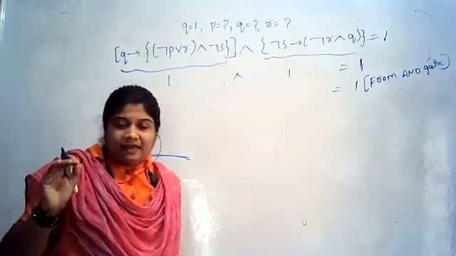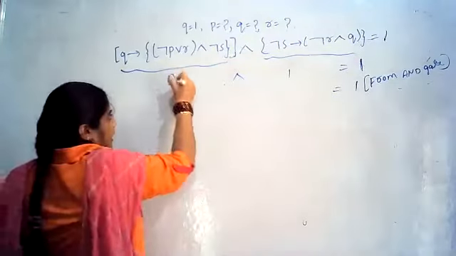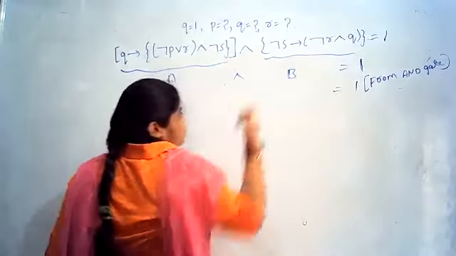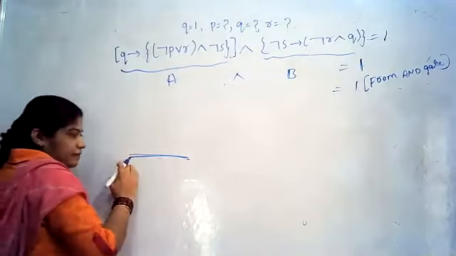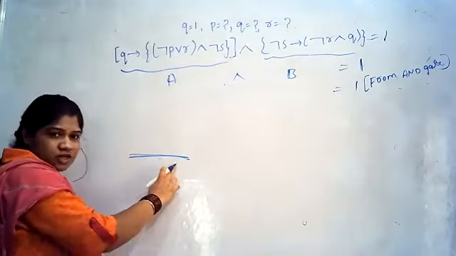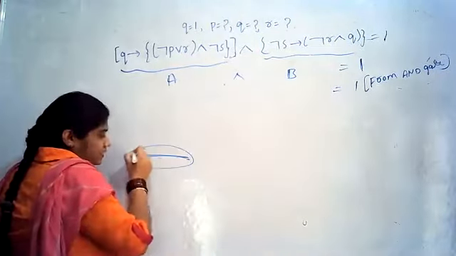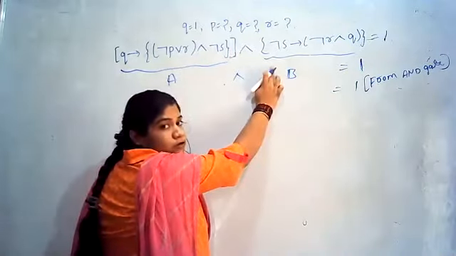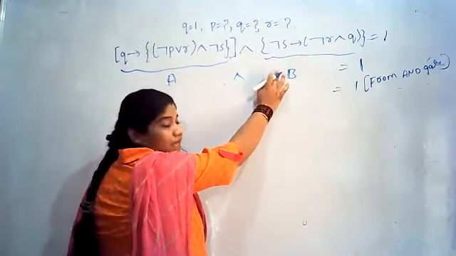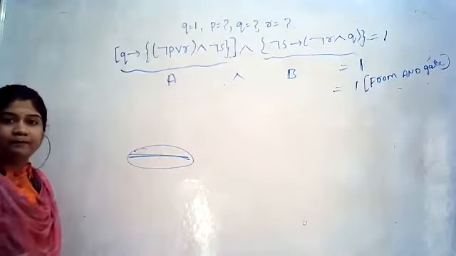I'll solve, listen carefully. I'll solve A. This is A. Consider this to be A. Consider this to be B. First I'll solve the A part. At one point of time I'll become stuck. I'll become stuck means what? I don't have any other option. To solve that result, I need to solve this B part. Once I solve B, then I can come to A.